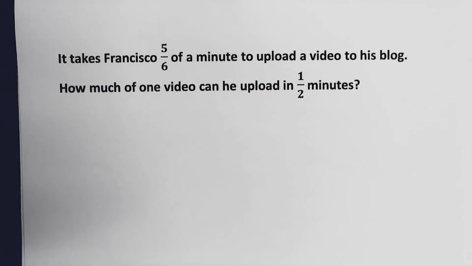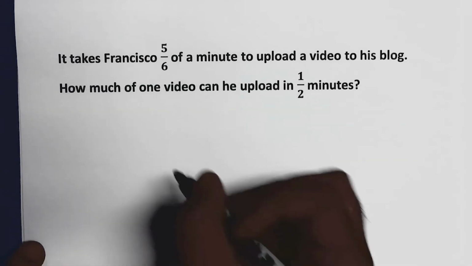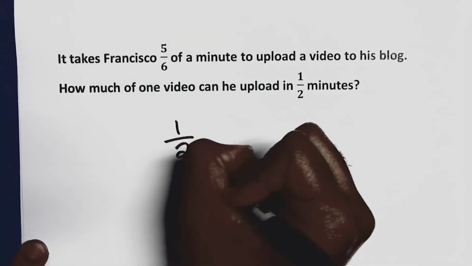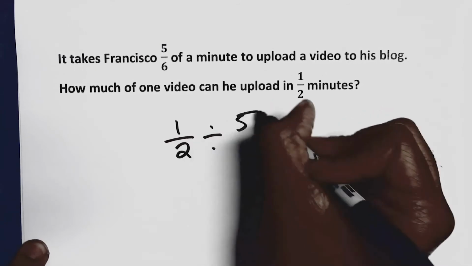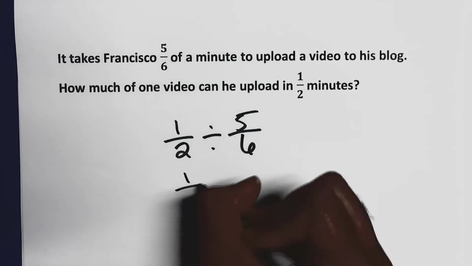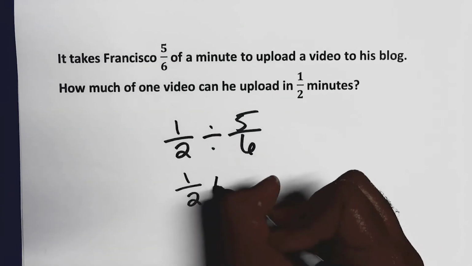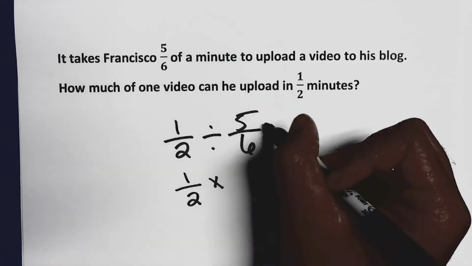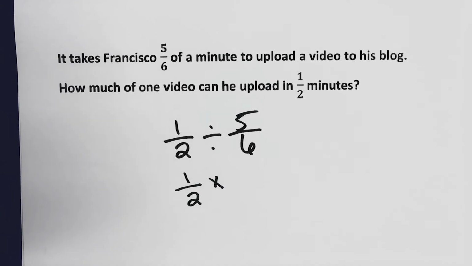All right, so now let's set this problem up together. Our problem would now be 1/2 divided by 5/6. Now we can solve this problem and we can check it. The first thing I'm going to do is set up my division problem to make it multiplication by multiplying by the reciprocal. So I have 1/2 multiplied by the reciprocal of 5/6. What's the reciprocal of this?